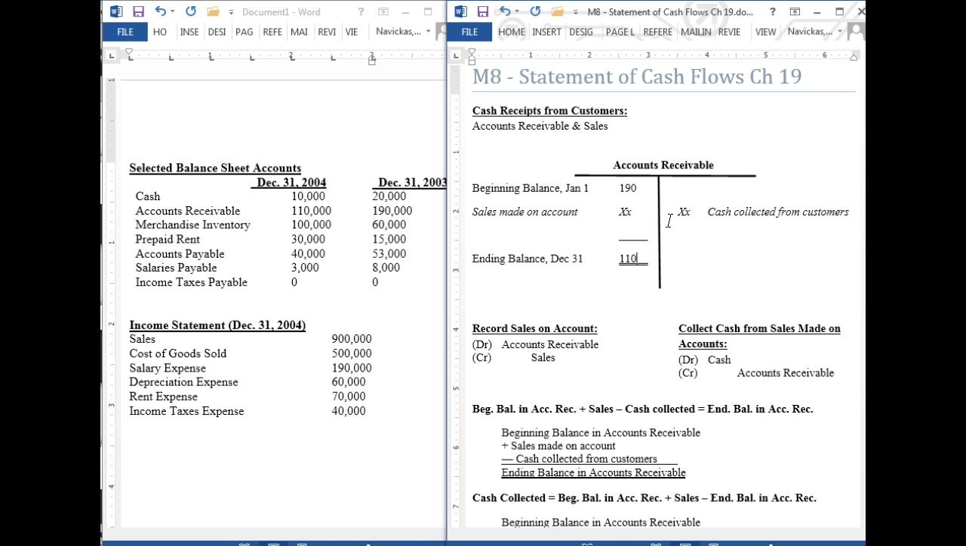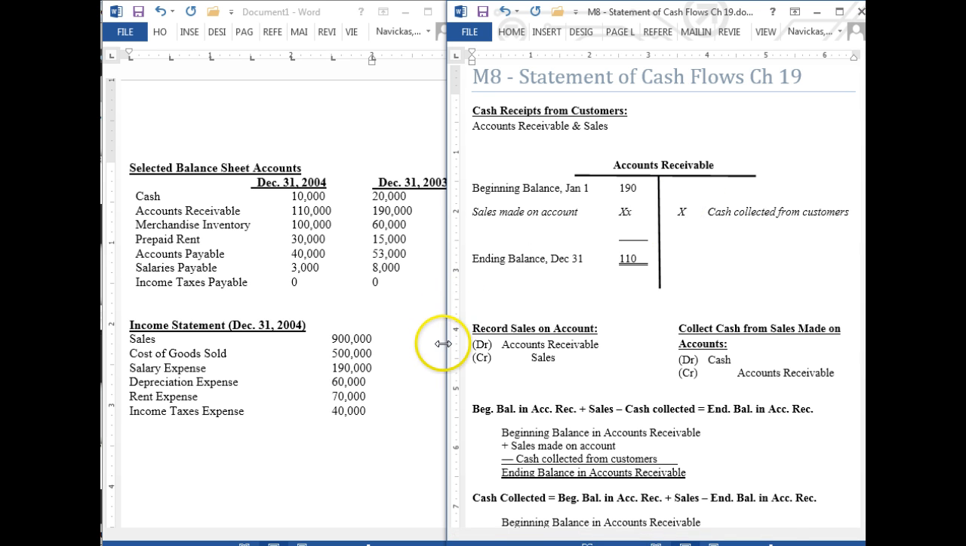So how does cash impact the receivable account? With a debit to the receivable or a credit to the receivable? With a credit. So this is our unknown. This is what we're solving for. This is literally our X. This is what we're trying to solve for.